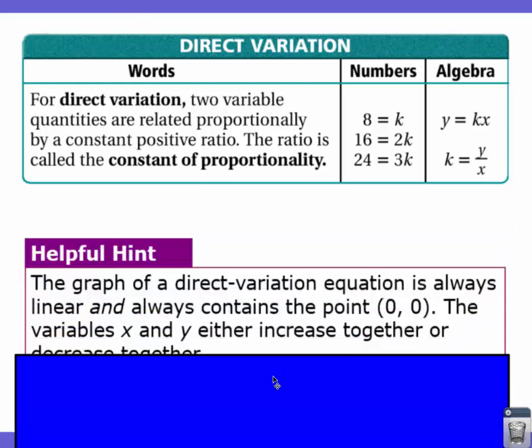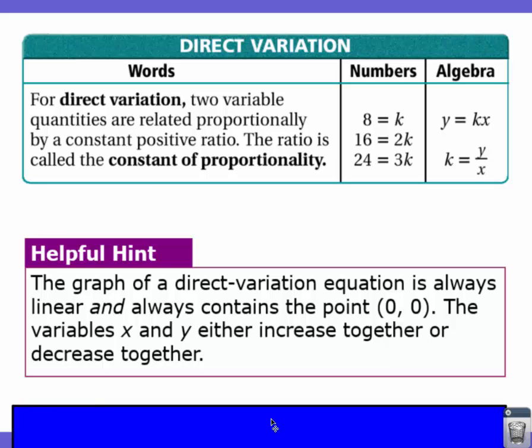Okay, so helpful hint: the graph of a direct variation equation is always linear. Very important, always linear. Kind of reminds you of that proportionality. It's got to be a line, and it always contains the point (0, 0). It must contain the origin.